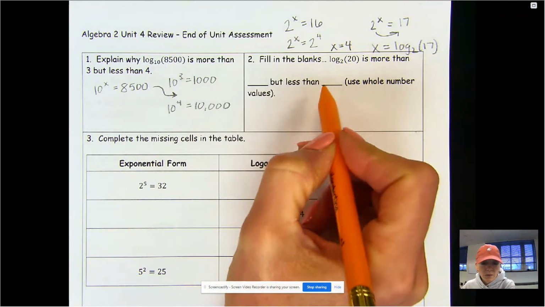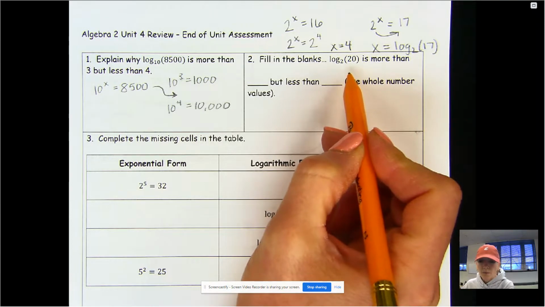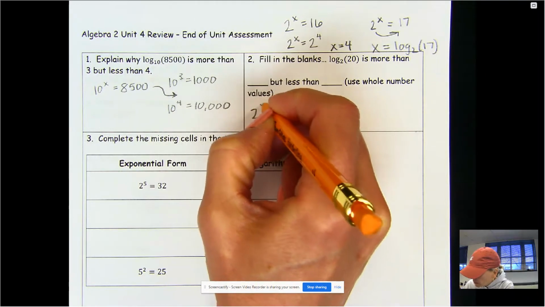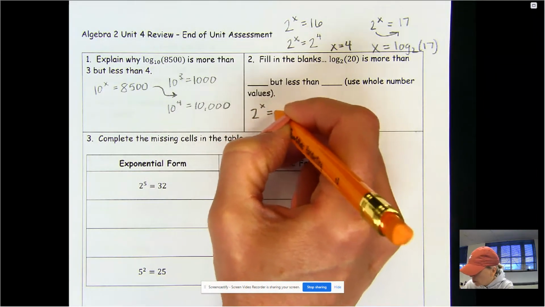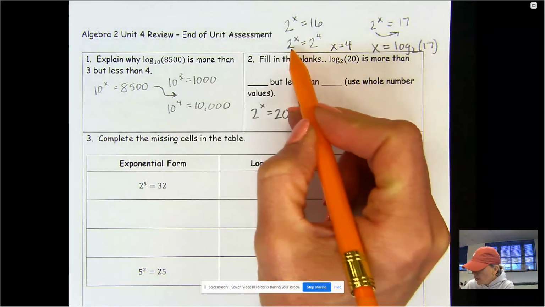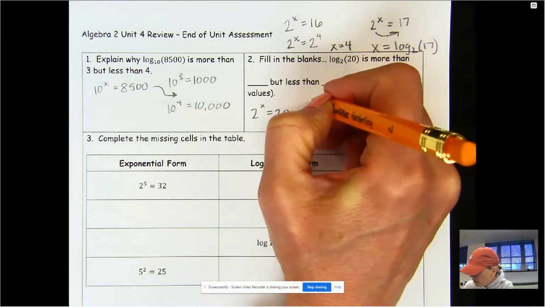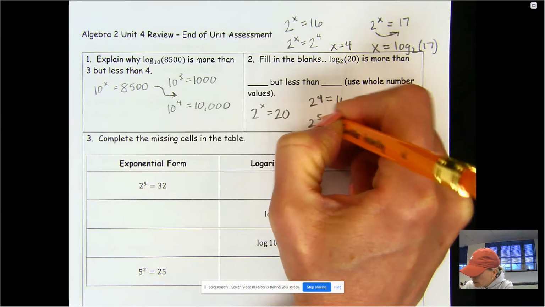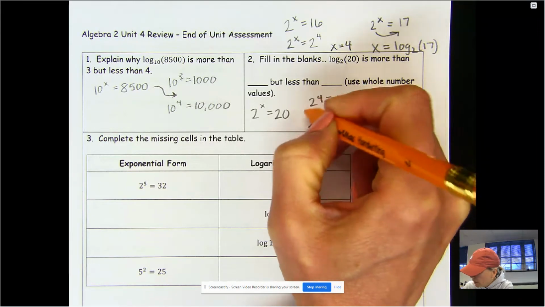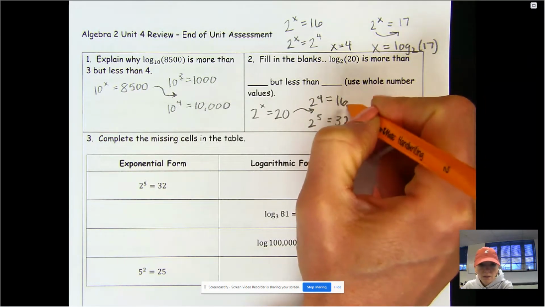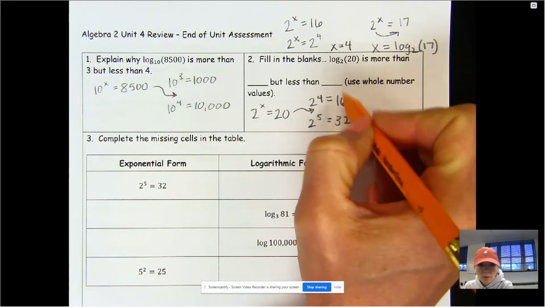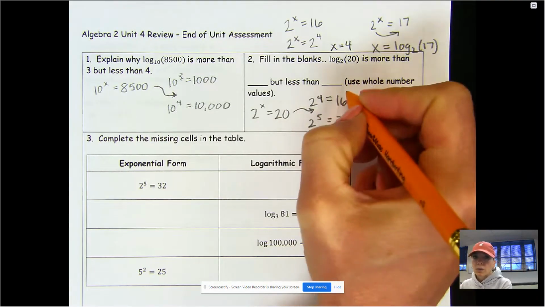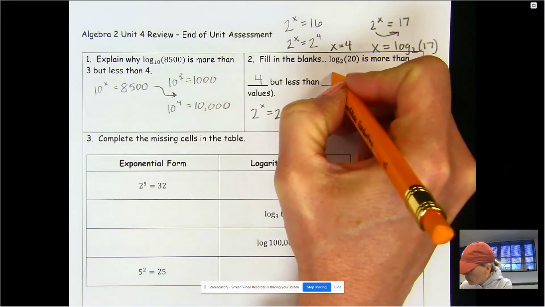So on number 2, for log base 2 of 20, it's the same sort of thinking. My base is 2. I know there's some value x such that 2 to the x is equal to 20. And we just saw that 2 to the fourth is equal to 16. 2 to the fifth, the next power of 2, is equal to 32. And that value, 20, is between 16 and 32. So that means this x value is going to be between 4 and 5. So more than 4, but less than 5.